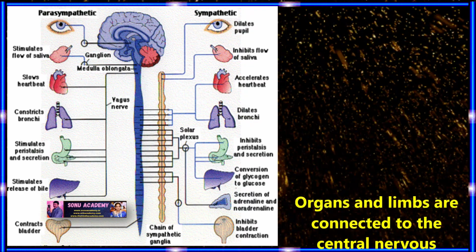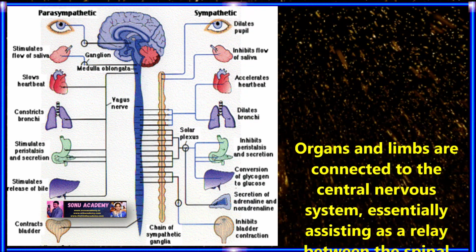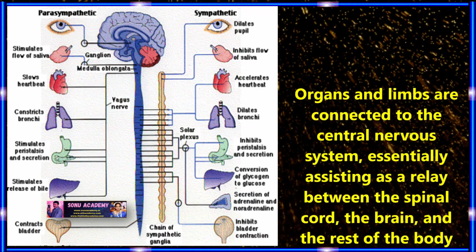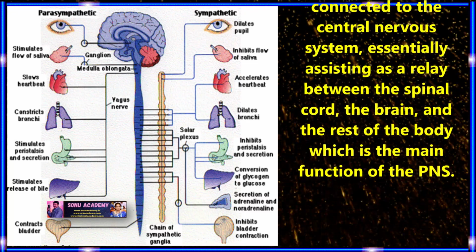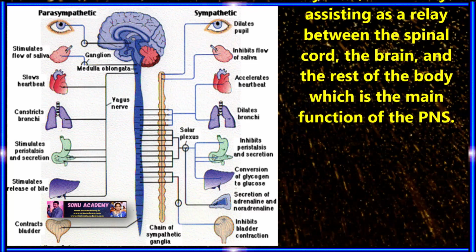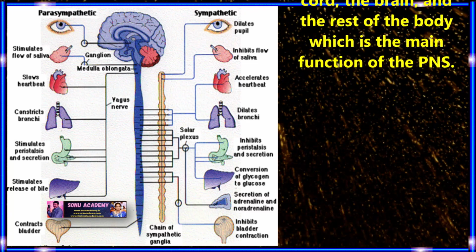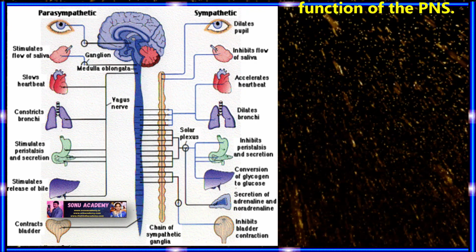Children, now let us discuss the functions of the peripheral nerve system. Organs and limbs are connected to the central nerve system, essentially assisting as a relay between the spinal cord, the brain and the rest of the body, which is the main function of the peripheral nerve system.